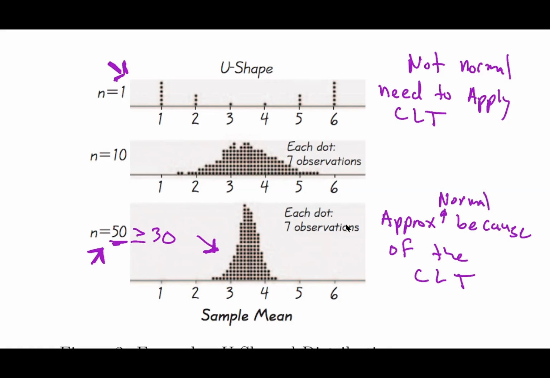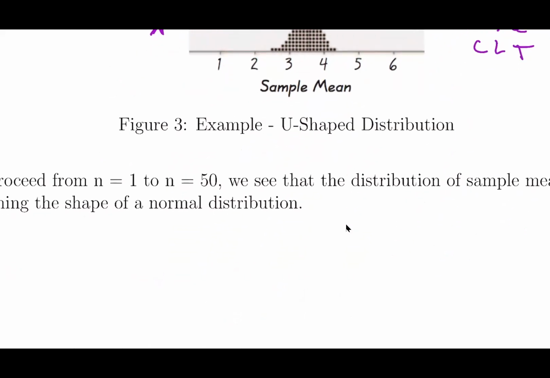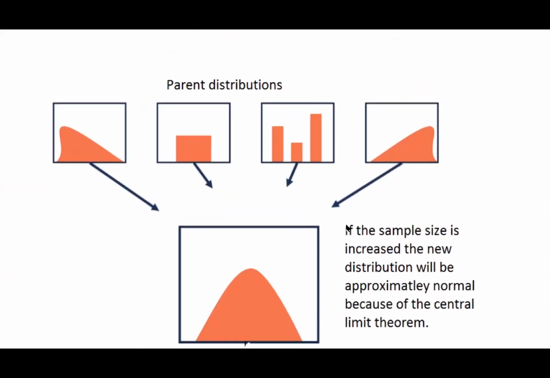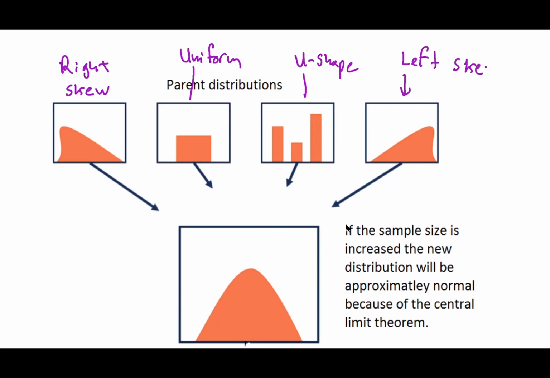All right. So let's go ahead and do some math. All right, so this is just pretty much a summary. It's saying it doesn't matter if it's right skew or uniform or U shape or left skew. If n is greater than or equal to 30, our new distribution should look symmetrical or normal.